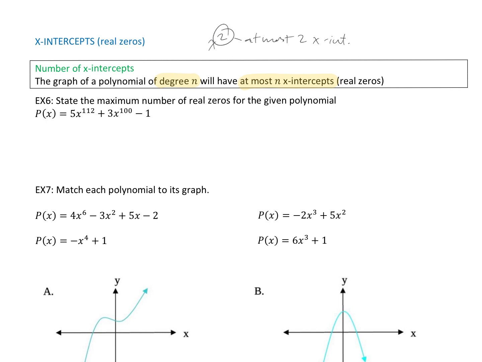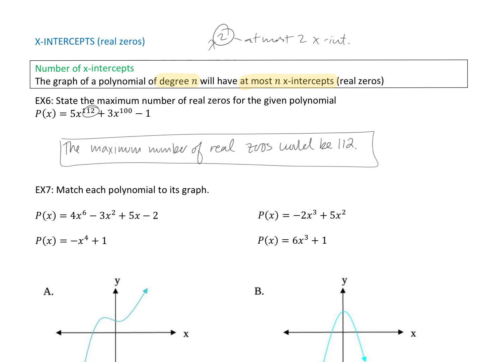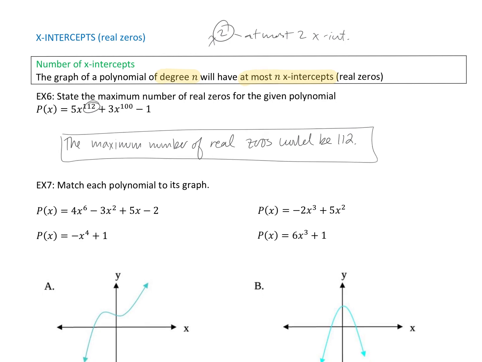So for this one here, state the maximum number of real zeros. Well, again, we're going to look at the highest exponent that we see, which is going to be 112. So that would mean for this specific one, the maximum number of real zeros would be 112. Okay, again, just based on the degree, the maximum degree, or the highest degree that you see.